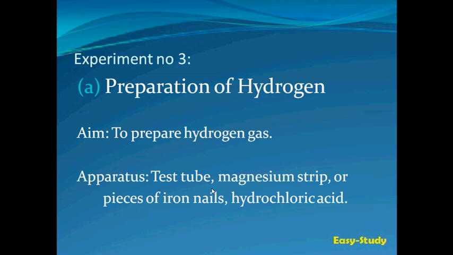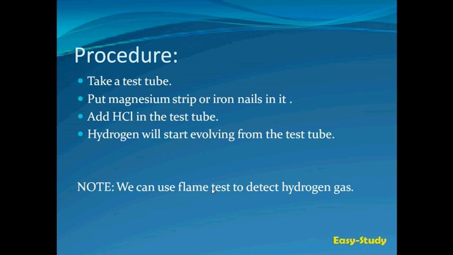Let's perform an experiment to know how to prepare hydrogen. Apparatus are test tube, magnesium strip or pieces of iron nails and hydrochloric acid. Now take a test tube, put magnesium strip or iron nails in it, add HCl in the test tube. Hydrogen will start evolving from the test tube. Here we need to note that we can use flame test to detect hydrogen gas.